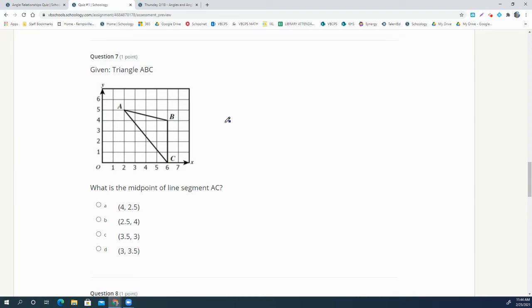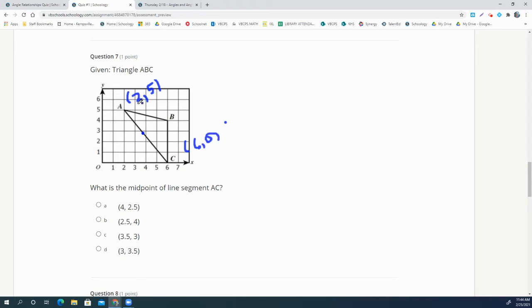What about number 7? What's this asking me for? The midpoint between A and C, right? So I've got segment AC. If there's a graph, I always put kind of a prediction. Somewhere close to that is going to be the midpoint. So you've got to find A. That's 2, 5. And you've got to find C. That's 6, 0.